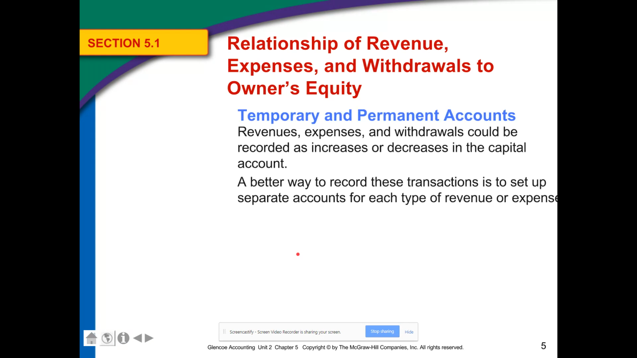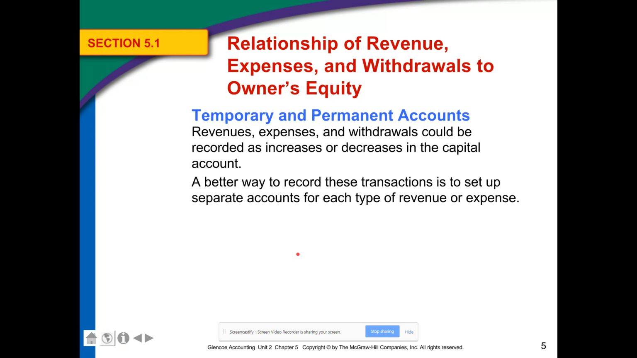Temporary accounts and permanent accounts are our keywords. Temporary accounts are revenues, expenses, and withdrawals. These are all accounts that affect owner's equity. So we put them in a temporary spot for an accounting period. So if I do my accounting based on a month, then I use my revenue, my expenses, and my withdrawals for that month. And then at the end of the month, I record a zero balance in them. So I do some transactions to zero them out, and the balance of these accounts gets rolled into owner's equity.